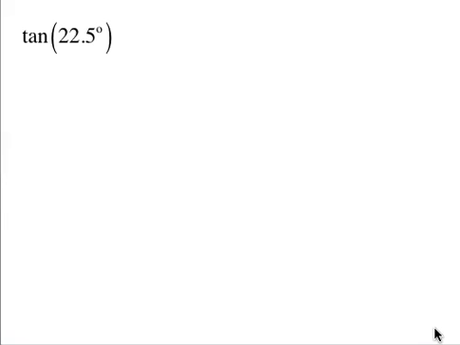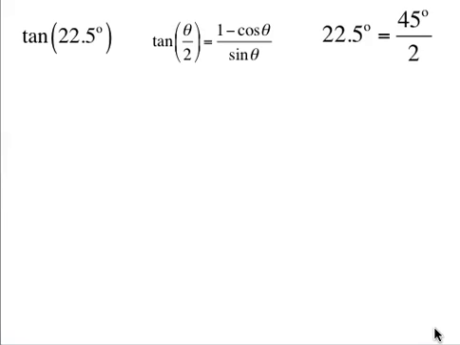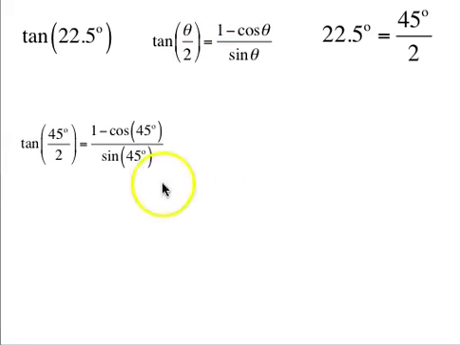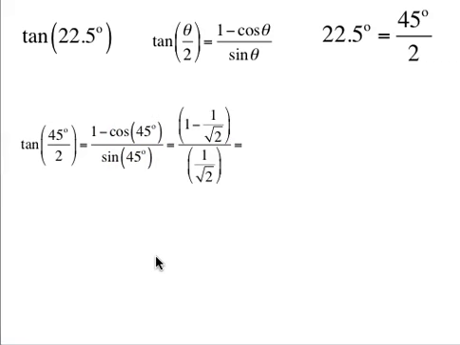Next up, we have the tangent of 22.5 degrees. Here's the formula I'm going to choose to use. 22.5 degrees is 45 degrees divided by 2. So I'm going to replace this theta with 45 degrees. So tangent of 45 degrees over 2 is 1 minus cos 45 degrees over sine 45 degrees. I'm choosing to use 1 over root 2 for each of these. Cos of 45 is 1 over root 2. Sine of 45 is 1 over root 2.